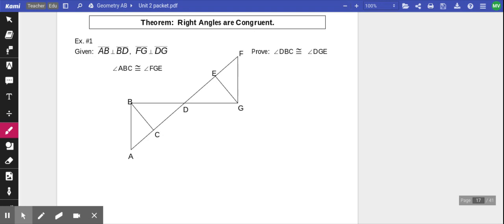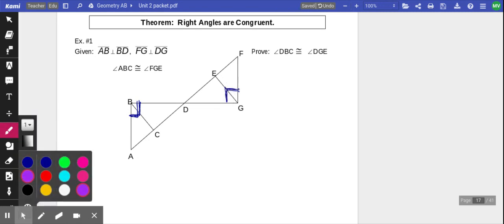So we know that AB is perpendicular to BD, so there's a right angle right there. And we know that FG is perpendicular to DG. Then we also know, and this is where I'm going to switch colors, that angle ABC is congruent to angle FGE.